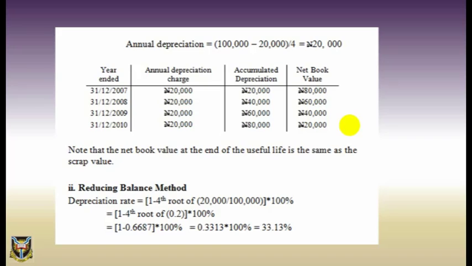2. Reducing balance method. Depreciation rate is equal to (1/4 root of (20,000 over 100,000)) times 100%, which is equal to (1/4 root of (0.2)) times 100%, which is equal to (1 minus 0.6687) times 100%, which is equal to 0.3313 times 100%, which is equal to 33.13%.